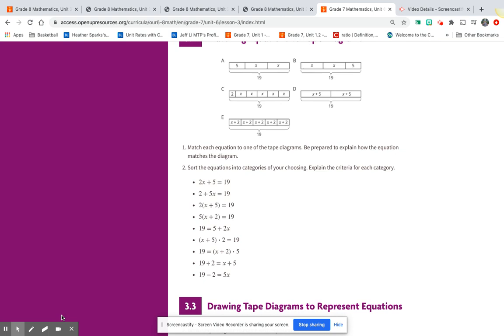Today we learned about how we can make the bar models and use groupings with the distributive property. So let's go ahead and take a look at some of the examples that we did today.